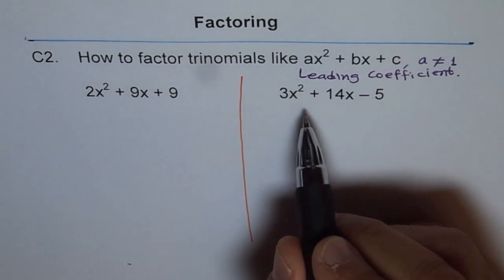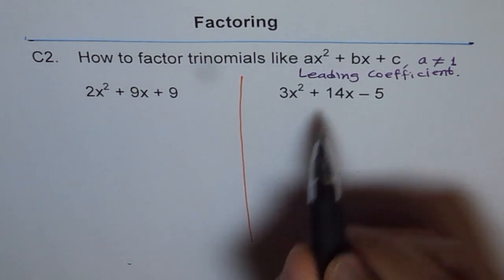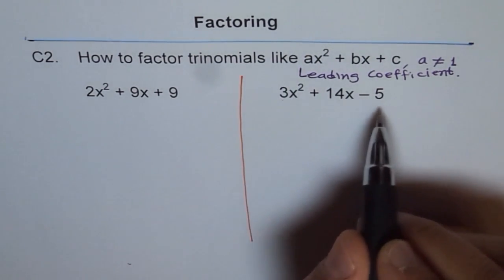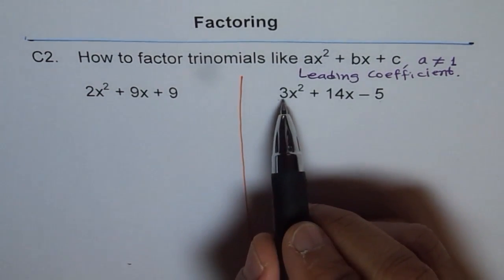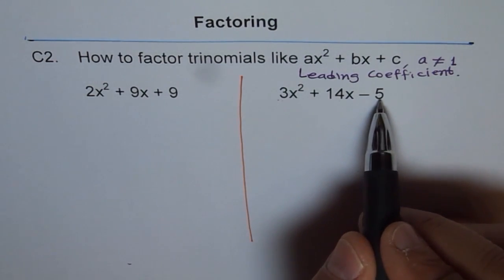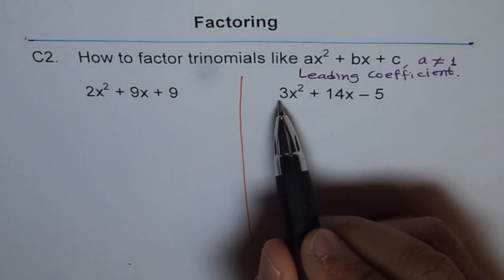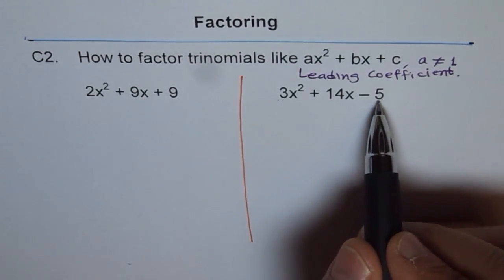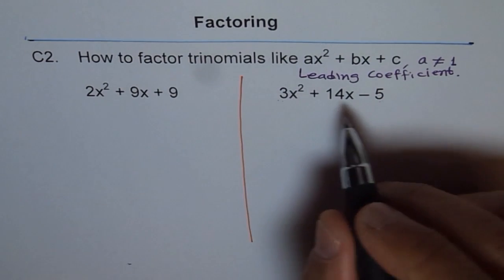So what we are looking for is sum and product. That means we need two numbers whose sum is 14 and whose product is the product of these two numbers. In the previous example, a was 1 and therefore we just took c, right? Strictly speaking, it should have been a times c. But in the previous example, a was 1, so 1 times that number gave us c only, right? So the strategy here is sum and product.